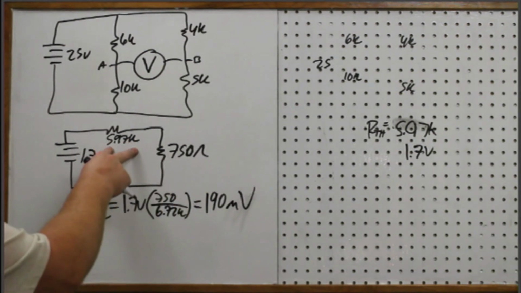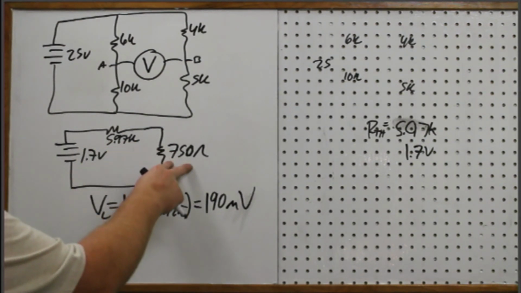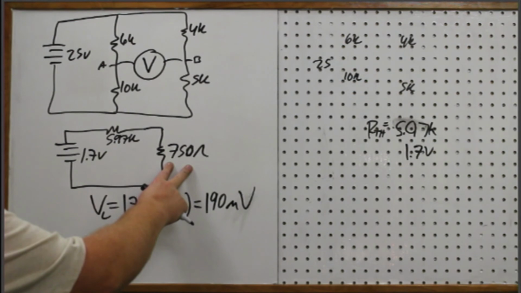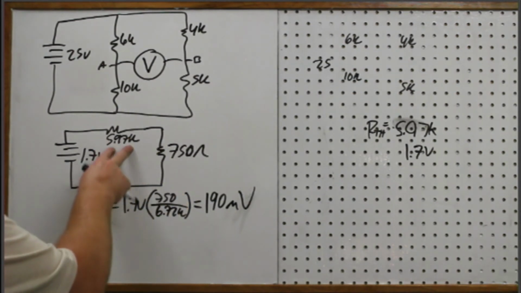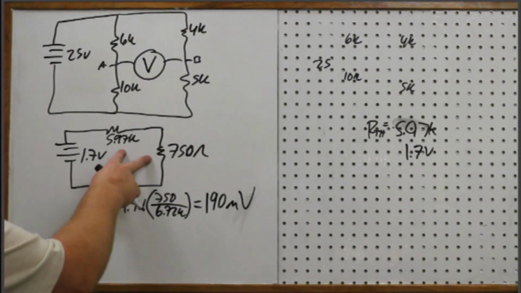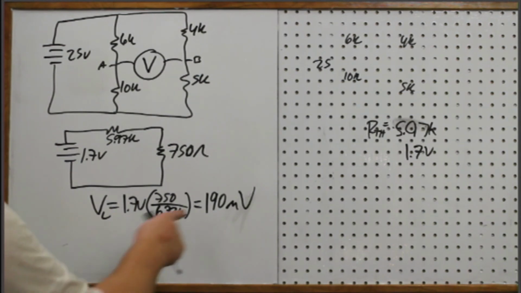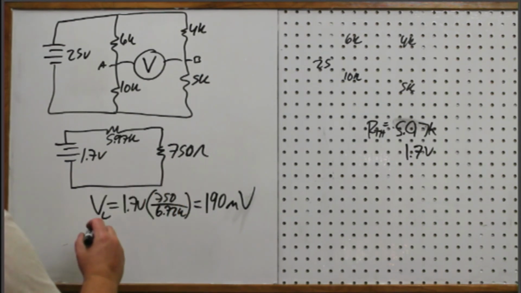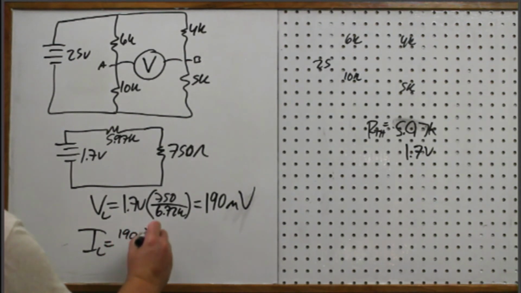This one is by far much bigger in size than this one, and so this one is going to get the majority of the voltage. All right, so we know that from chapter 4. Okay, so this one only gets 190 millivolts. So then the current through the load is 190 millivolts divided by the 750 ohms.